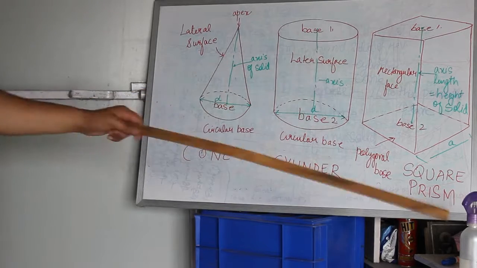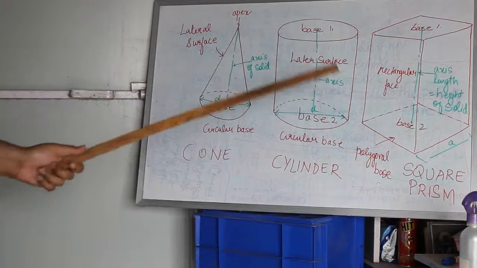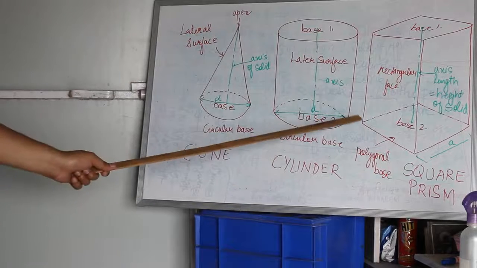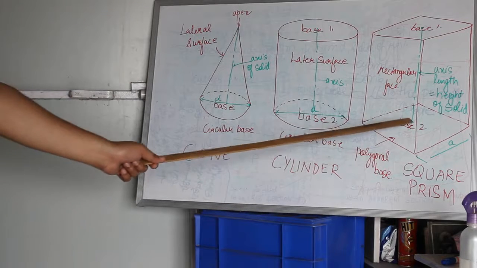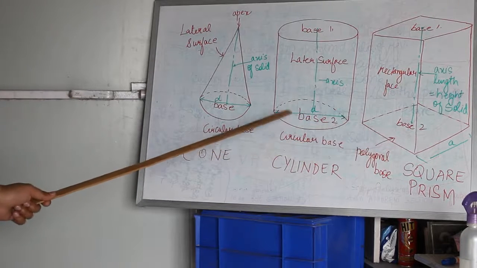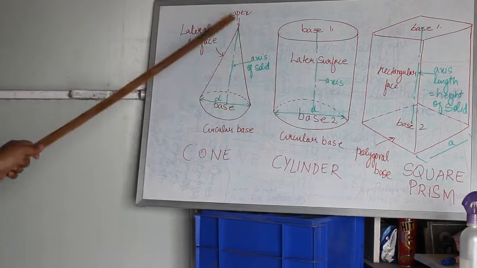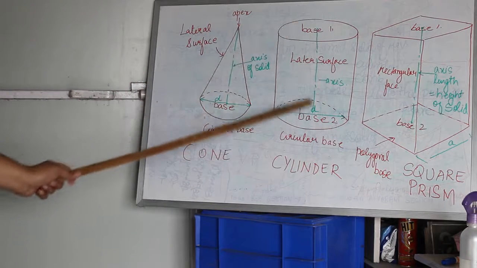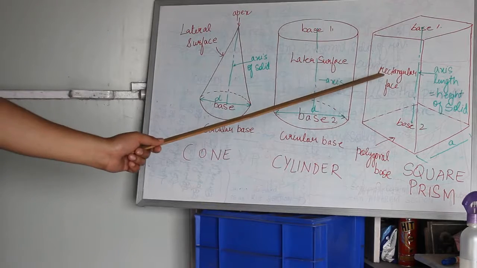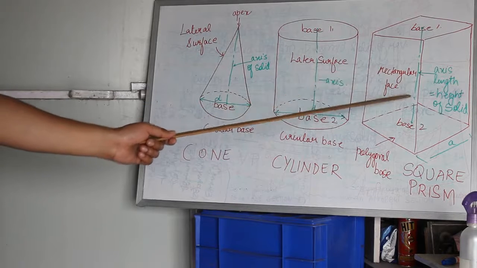So this is how you will develop the type of solids in your mind, and you will note down certain parameters. For example, here the length of the side of the base, over here the diameter of the circular base, the height of the cone, the height of the cylinder, the height of the square prism. And in the square prism, the bases are joined together with the help of rectangular faces.